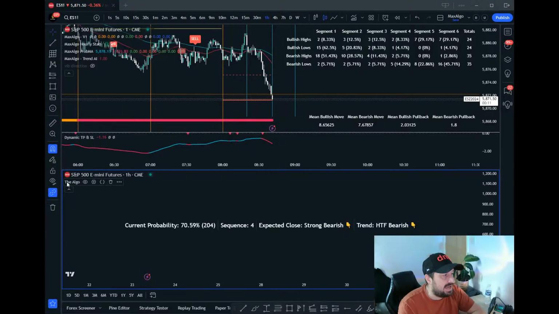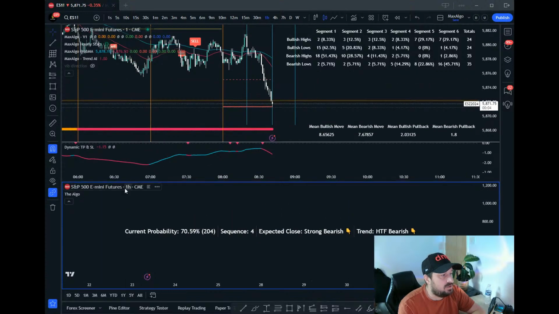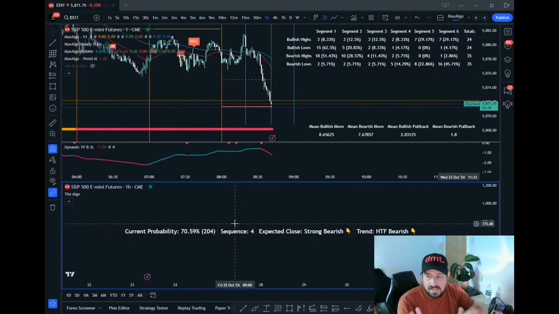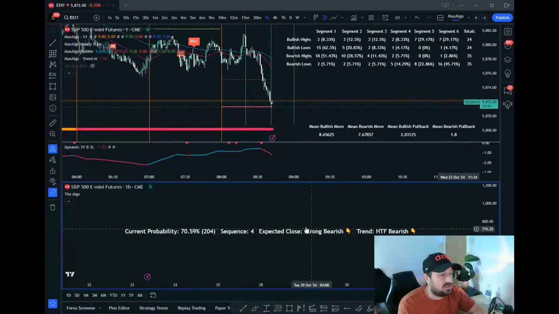This is called the algo. When you join, you'll get access to this. You can add it on. You want to use a separate screen for it so that you can use the hourly. What it means is that you're just collecting more data. If you use it on the minute chart, then you're only going to get the minute candles back. So you always want to use the higher time frame.